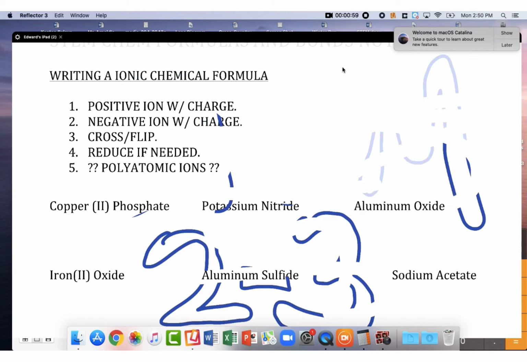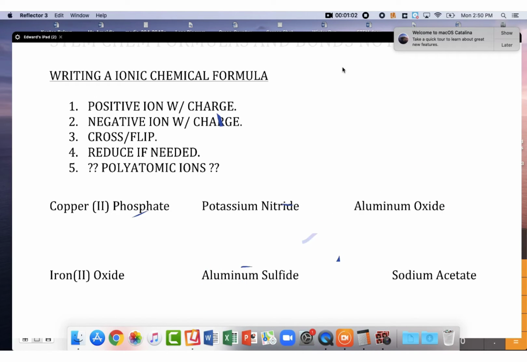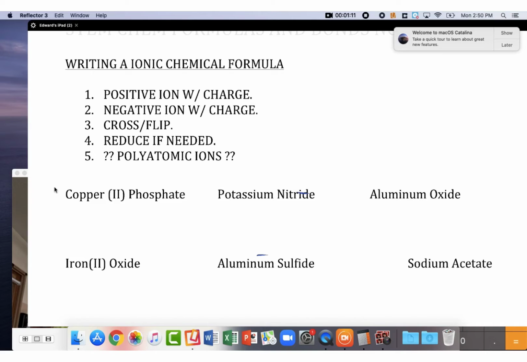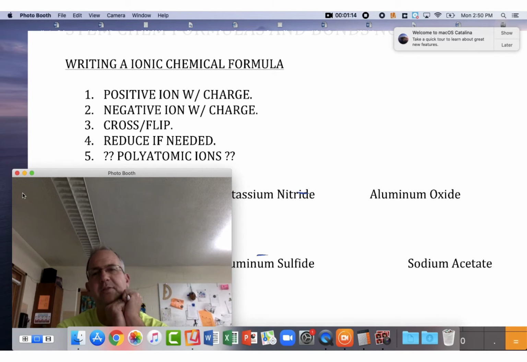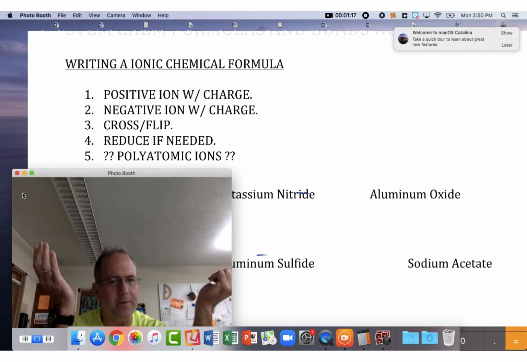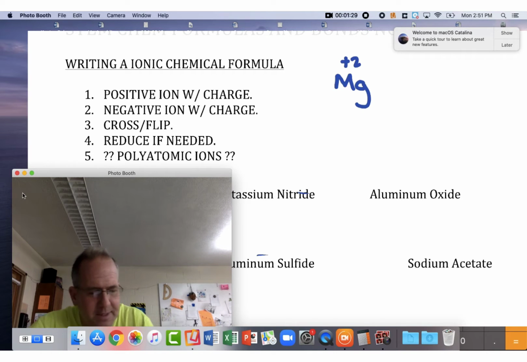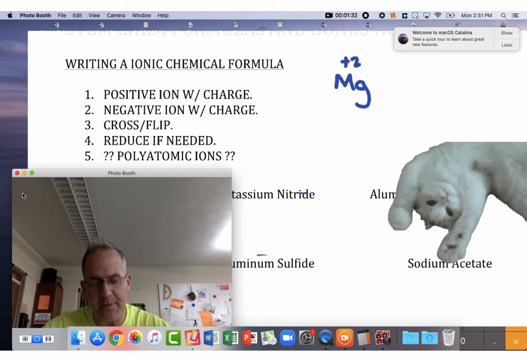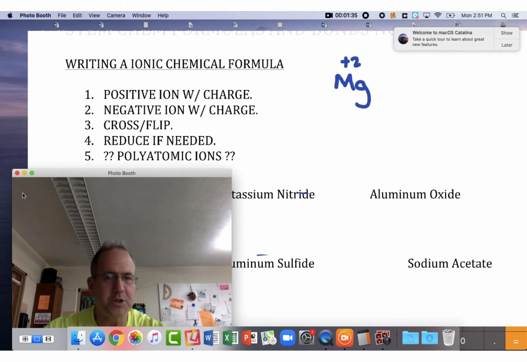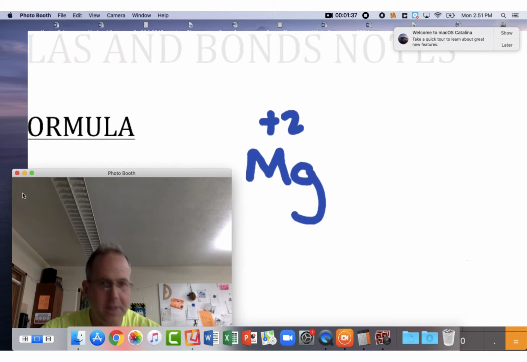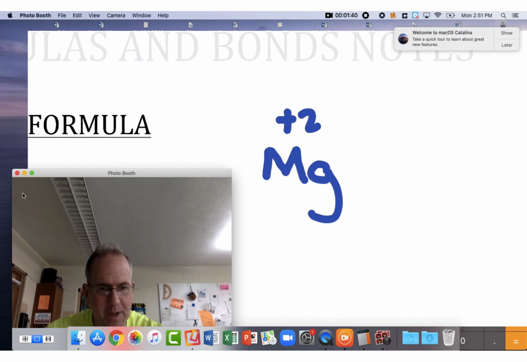And let's look at what I have written down here. And this is in your notes. All right, it says, first of all, write the positive ion with the charge. Now, I'm just going to make one up here for the first one. Our positive ion with the charge, I'm just going to say Mg. Okay, so Mg. And Mg is plus 2. Now, when it says positive ion, that's also known as a cation if you're keeping track. But write the little charge above it, just like I did right here. Just do it exactly that way.